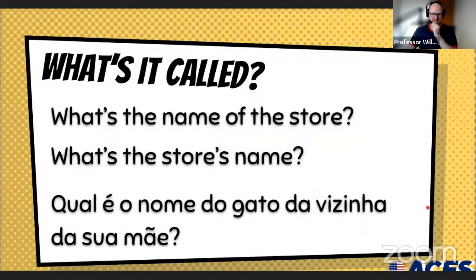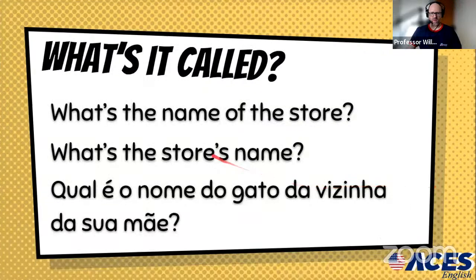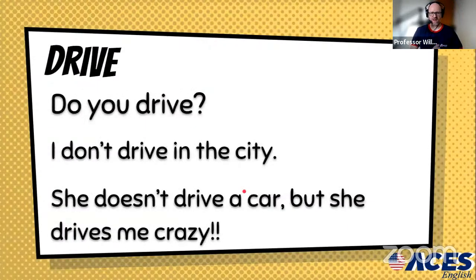Qual é o nome do gato da vizinha da sua mãe? Possessive nouns. What's the name of the store? What's the store's name? Qual é o nome do gato? Is that the same? That's the same. Okay, let's not do it again.